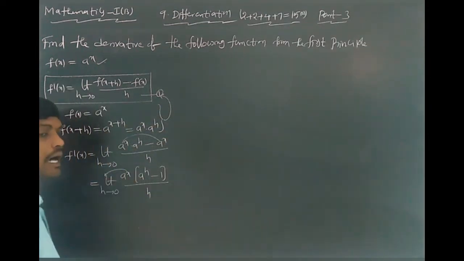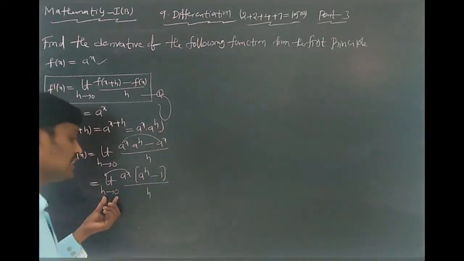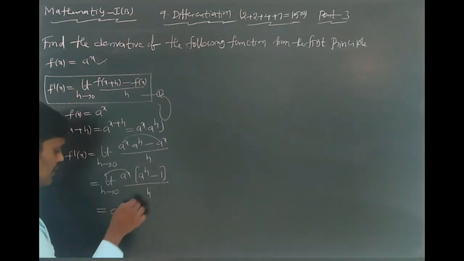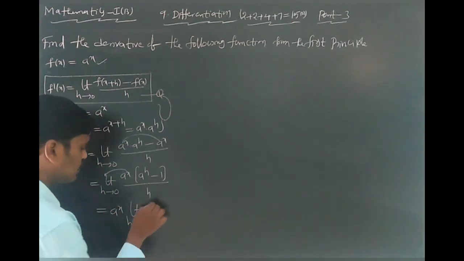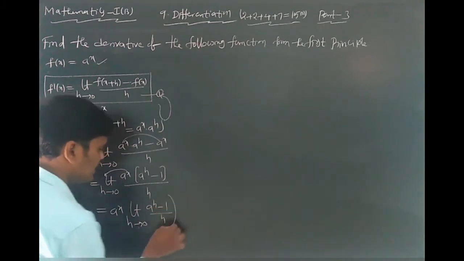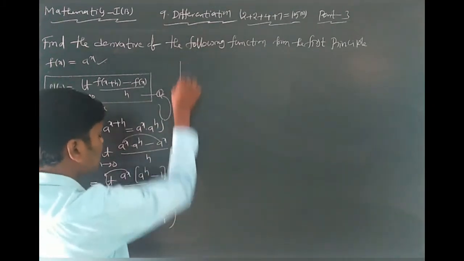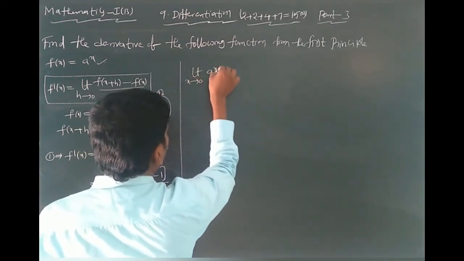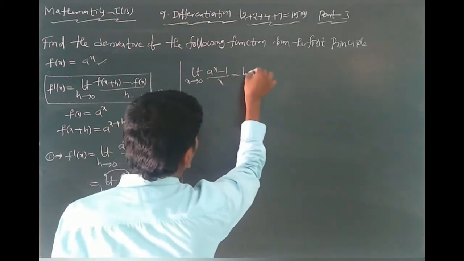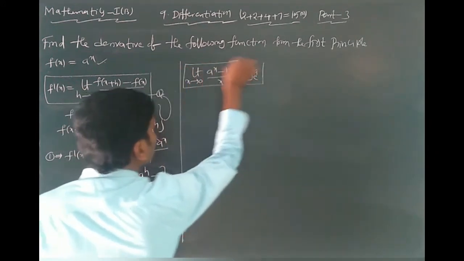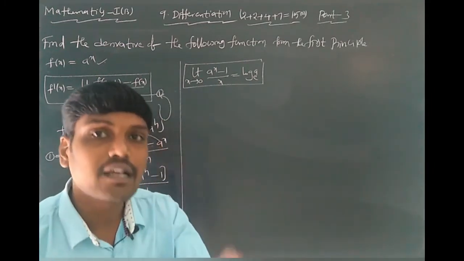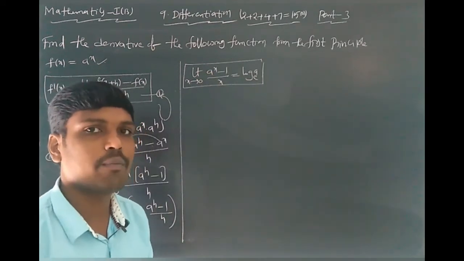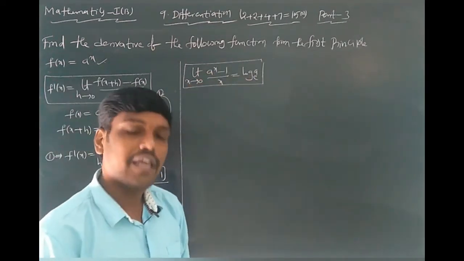Here, a power x can be taken common as a constant. Why? Because the function is in terms of h, so a power x is the constant. That's why you can write a power x into limit h tends to 0, a power h minus 1 by h. We know from the limits and continuity chapter: limit x tends to 0, a power x minus 1 by x is equal to log a base e. This formula is from the limits and continuity chapter.